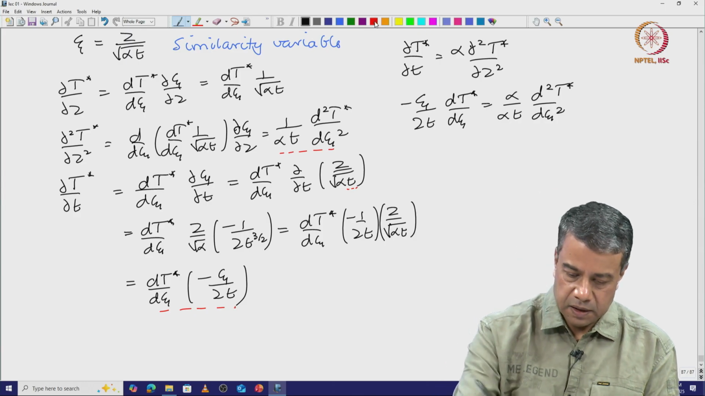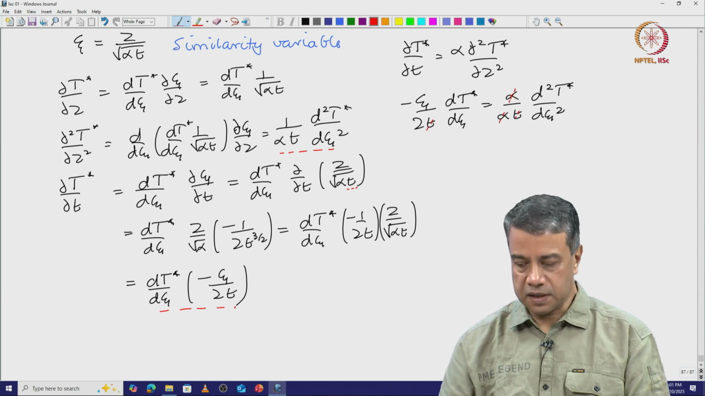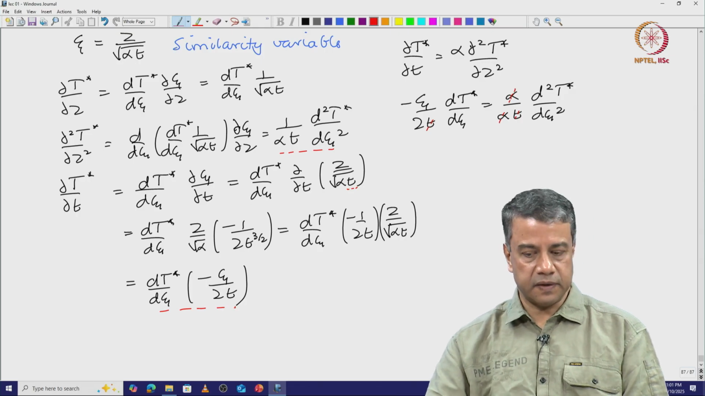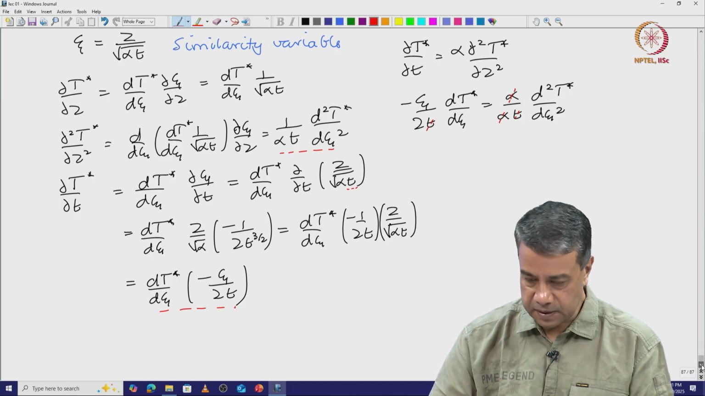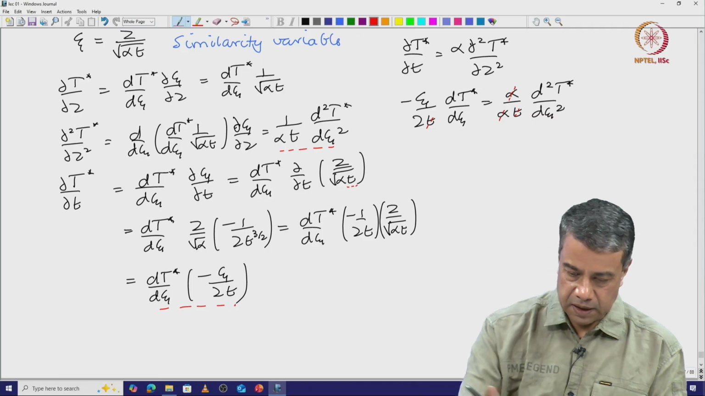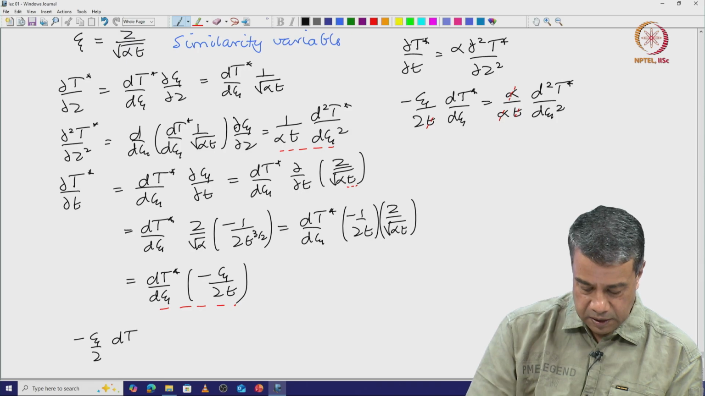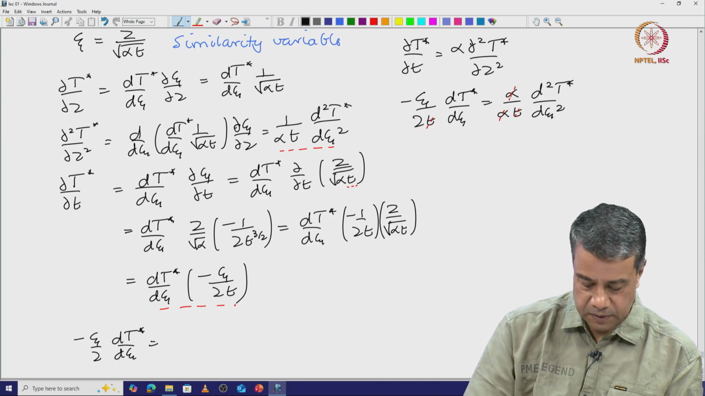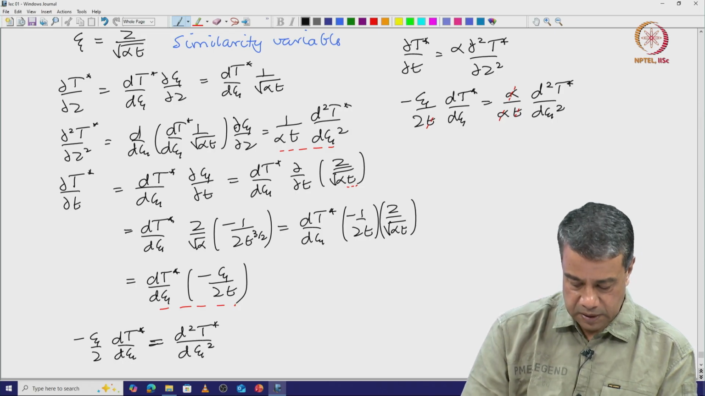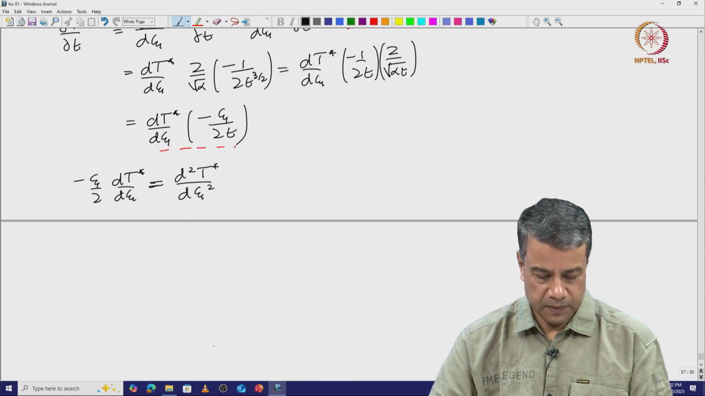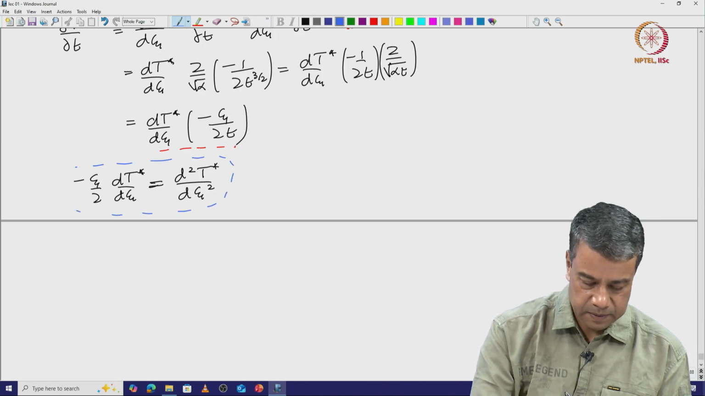And you can see that the alpha will cancel, the t will cancel, and I get an equation that depends only upon the similarity variable psi. That equation is of the form minus psi by 2 dT by d psi is equal to d square T by d psi square. So, that is the equation for the scaled temperature in terms of the similarity variable.